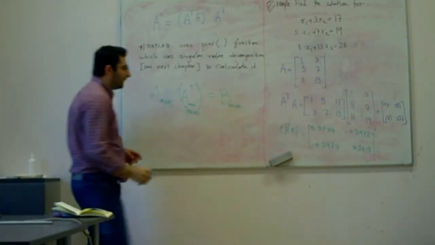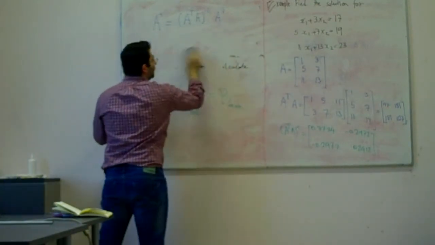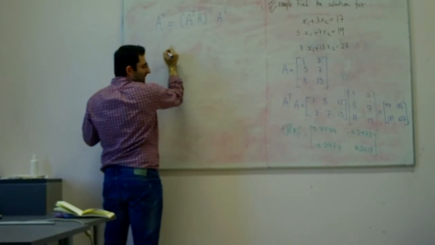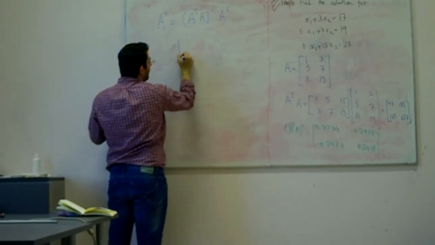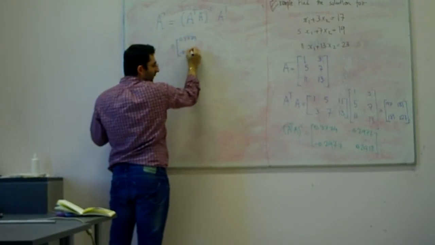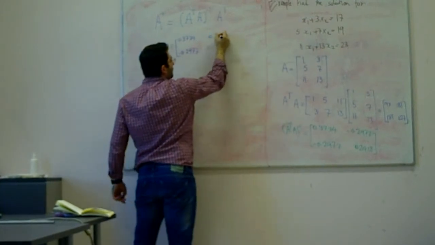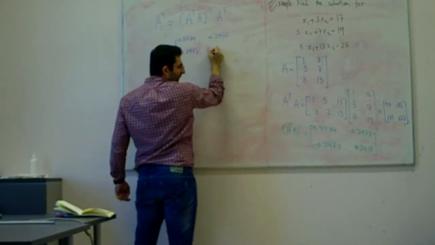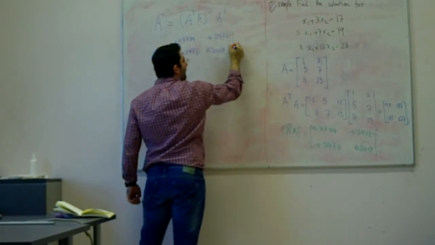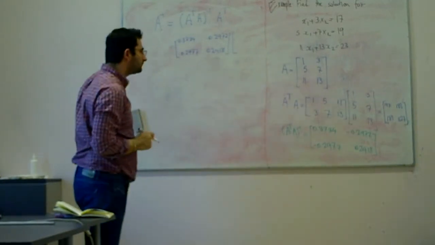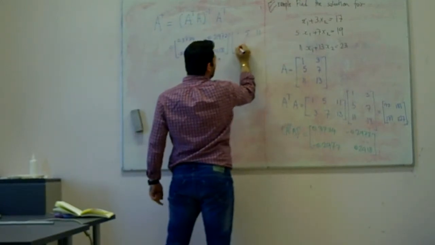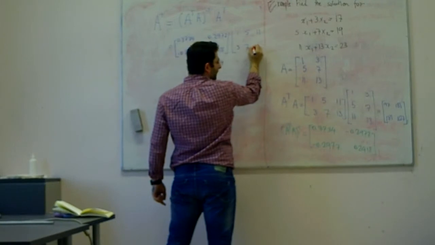What is the next step? The next step is I have to multiply it with the transpose of A. So my A plus will be 0.3734, minus 0.2977, minus 0.2977, and 0.2418, multiplied by our transpose, which is 1, 5, 11, 3, 7, 13.